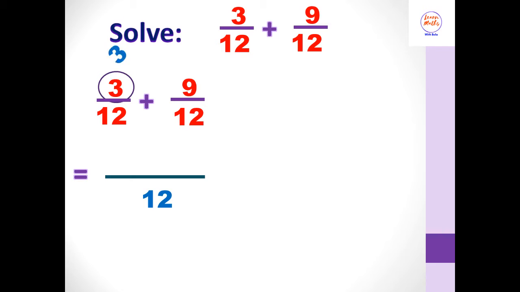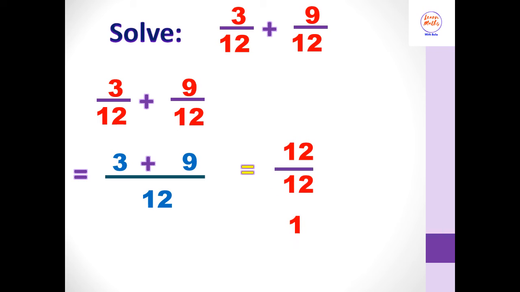Then we add the numerators together. So we have 3 plus 9. Then we have 12 over 12, which is 1. Yes, I know some people are wondering, 1, where is 1 coming from? In the previous video, which I said you can always refer to understand fractions, 12 out of 12 means you are taking the whole shape.